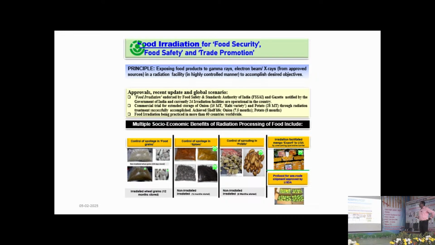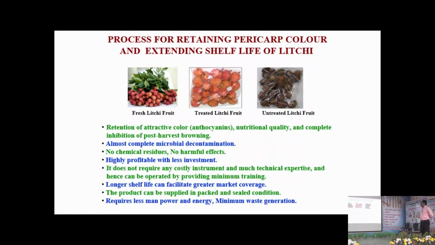Food safety, I think I have already mentioned. A lot of things are happening. This is another technology, which is not an irradiation technology. Generally available simple chemicals are used. It's a dip surface treatment by which the pericarp color can be retained for lychee. This is also a very widely publicized technology.